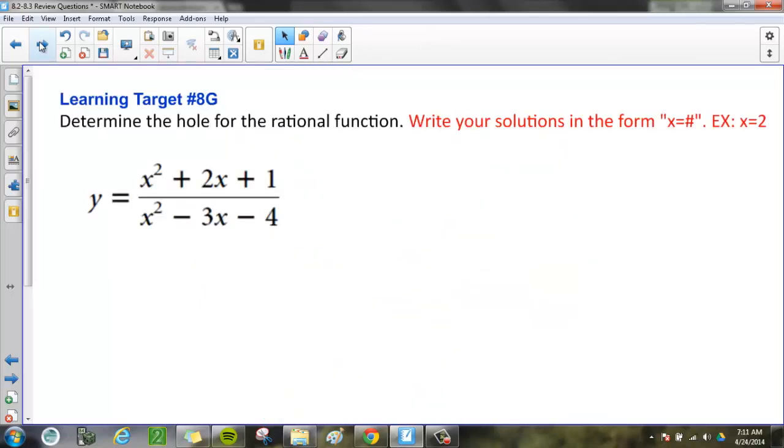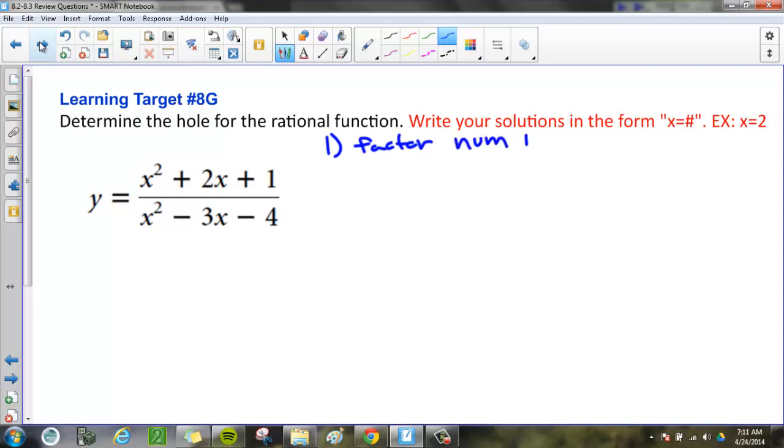Determine the hole for the rational function. Okay, some of you got this wrong on the test. I'm going to show you how to determine the hole. To determine the hole, step 1 is to factor the numerator and the denominator. We've got to factor both of those. So let's start by factoring the numerator and the denominator.